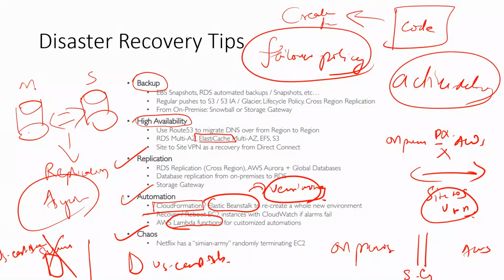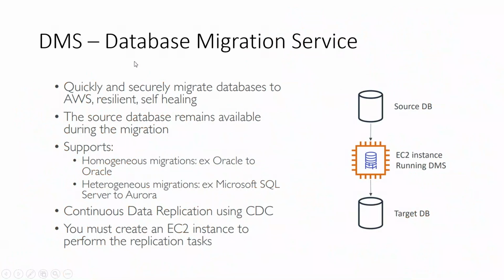That's it. Let's move on to database migration strategies, because questions come from this particular topic. The most important thing to keep in mind while learning about disaster recovery is that for your data, you should have some kind of strategy, so that if something happens, you can migrate the data quickly, or you have a backup somewhere and can grab that data quickly. So it's a technique of quickly and securely migrating a database to AWS, resilient and self-healing. You don't have to worry about anything. Use the service and you are done.